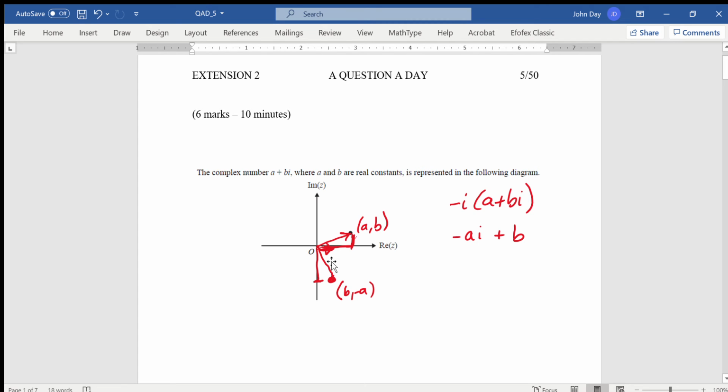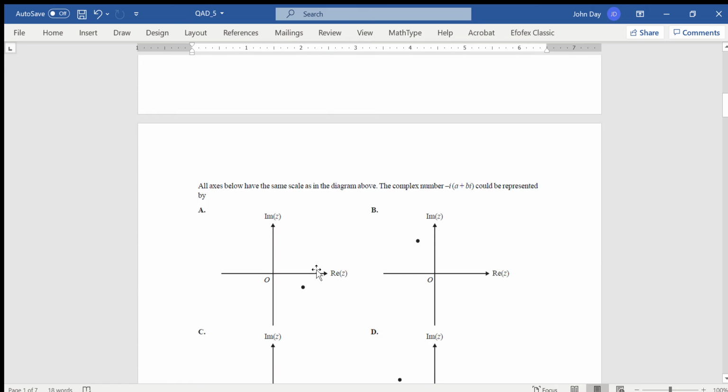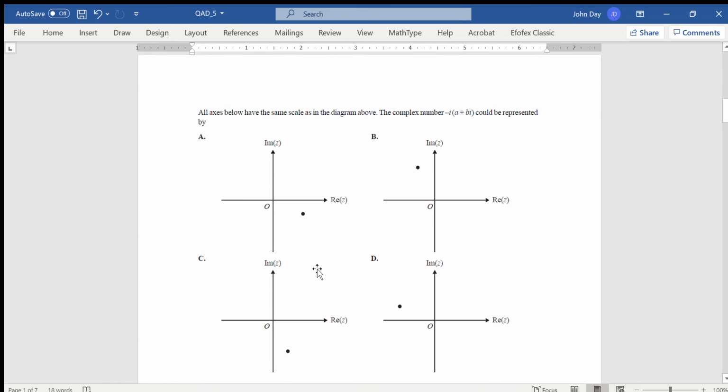So let's have a look which one matches. It's out of A and C, so it's got to be C. C is the answer there.